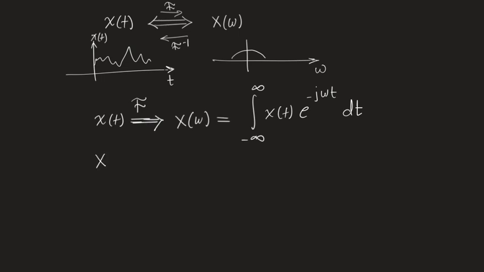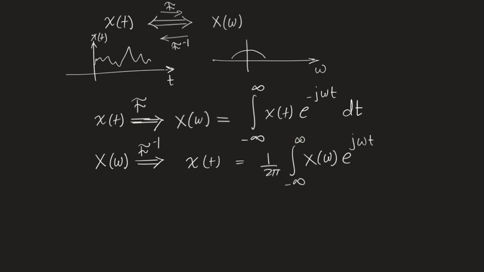The other way is if I have the frequency domain and I want to deduce from that what the time domain signal was, I do the inverse, and that one is calculated as 1 over 2 pi, the integral from minus infinity to infinity of the frequency domain signal multiplied by e to the j omega t, and this time I integrate with respect to frequency so that I can get a time domain function or signal.